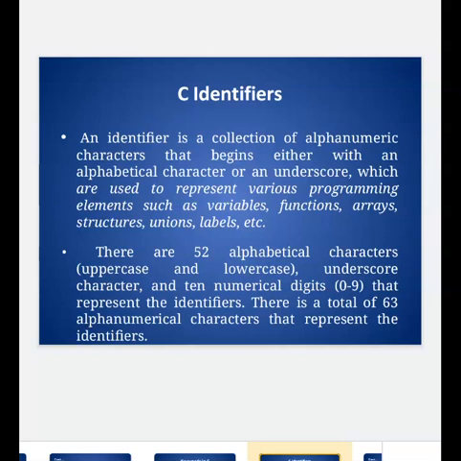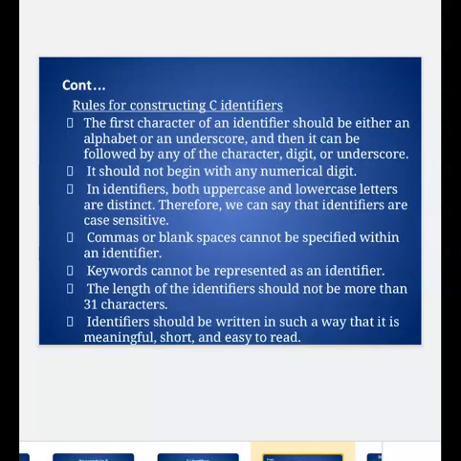There are certain rules in constructing C identifiers. So we must remember these rules when we construct identifiers. The first character of an identifier should be either an alphabet or an underscore, and then it can be followed by any character, digit, or underscore. It should not begin with any numerical digit. In an identifier, uppercase and lowercase letters are distinct. Therefore, we can say that identifiers are case sensitive.